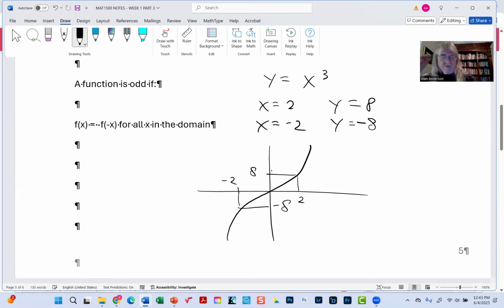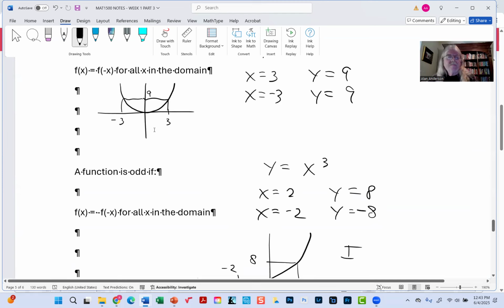It's with respect to the origin. Okay, in other words, the first and the third quadrants in this case are identical to each other. Or I should say mirror images of each other. So here there's symmetry.